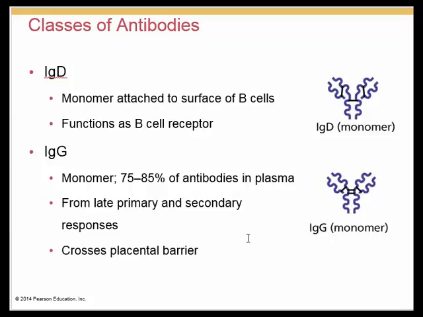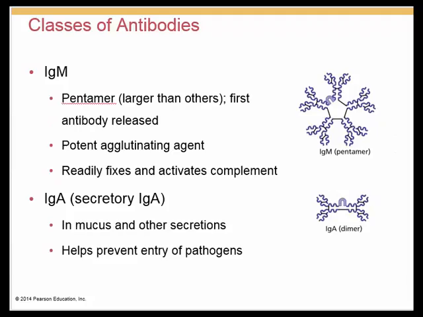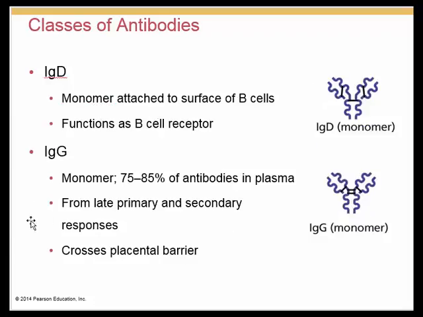IgG. This is the big mama. Okay, it is a monomer, but it accounts for 75 to 85% of the antibodies in your plasma at any given time. I mentioned in the early primary response, you get those IgMs, these guys right here, and after a little bit, those plasma cells switch over from producing the IgM to producing this IgG. So it is produced in the late primary and all future responses. So your secondary, your third, your fourth, your 20th response will always be IgG out of those memory cells.